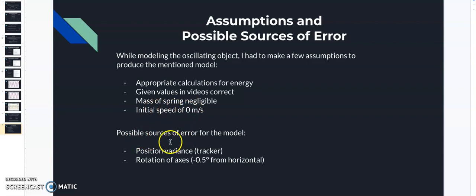A few possible sources of error were position variance, when I was actually trying to get the position data in Tracker, I had to do that by eye, and rotation of axes, I actually rotated a bit, 0.5 degrees from the horizontal, negative 0.5 degrees from the horizontal.